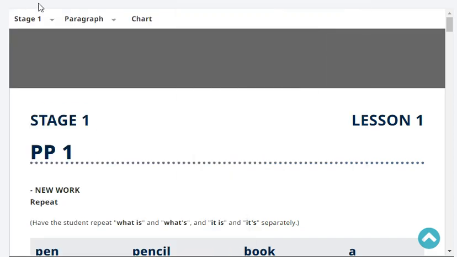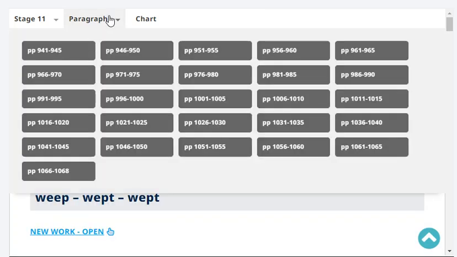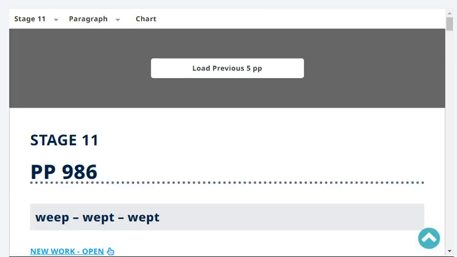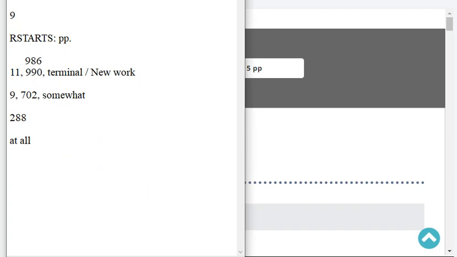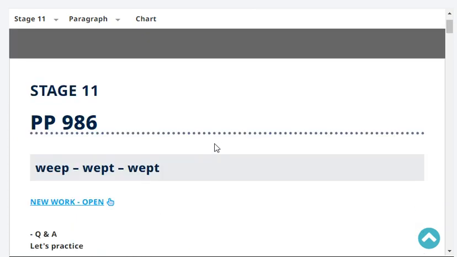At stage 11, paragraph page 990. Okay, our last headword was "terminal", a new word type of lesson. So let's start with revision. Ready? Okay.